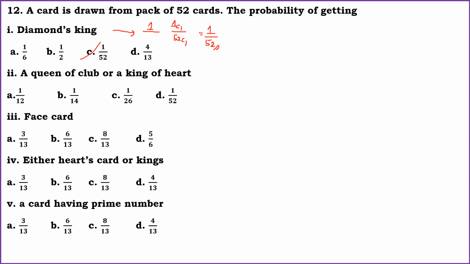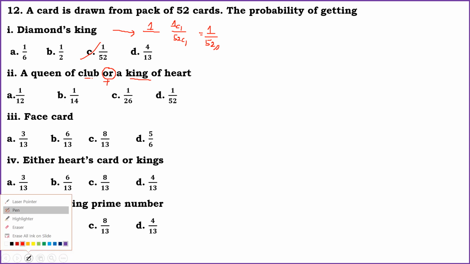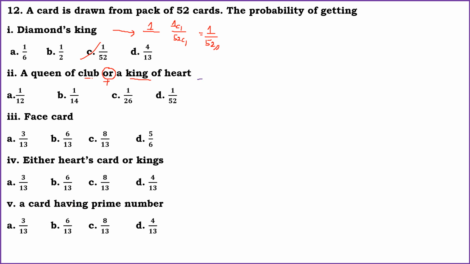Next one. A queen of club or a king of heart. Now, OR means plus. Have a look here. Club consists of one queen, so 1C1 plus 1C1, the king of heart. Heart cards consist of only one king. Since I am drawing only one card, 52C1. So that is 2 by 52, which is 1 by 26.